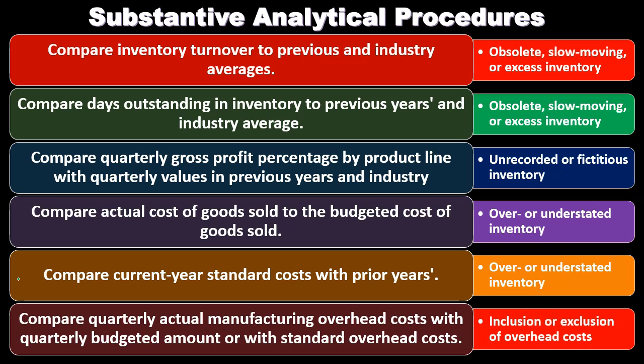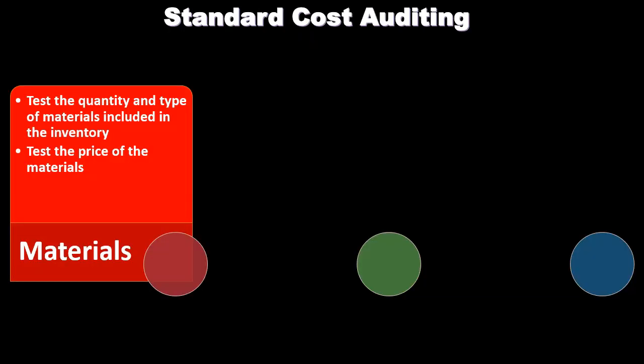And then we're going to compare quarterly actual manufacturing overhead cost with quarterly budgeted amounts with standard overhead costs. So remember, the standard costs are kind of like the budgeted type costs. If we're usually thinking about a production type company that produces the inventories, then they will have that standard cost. We can look at those differences, those variations. Inclusion or exclusion of overhead costs is something that we will be considering there, with regards to standard costs, when we're auditing standard costs.